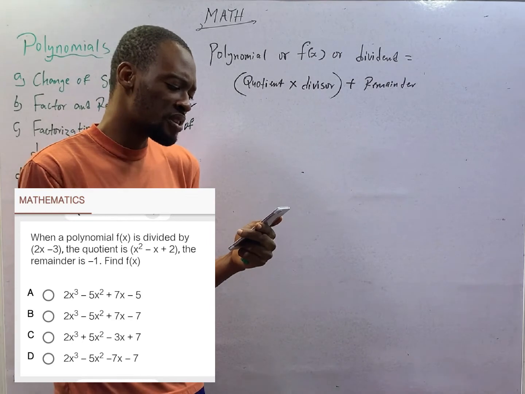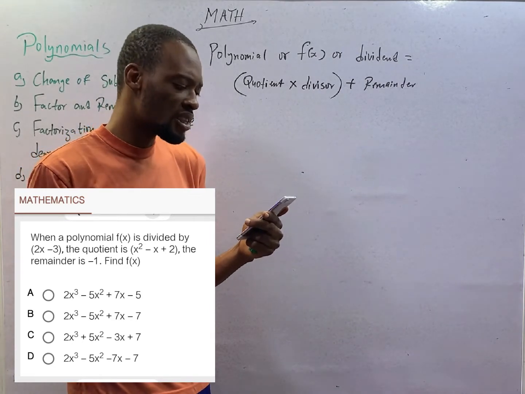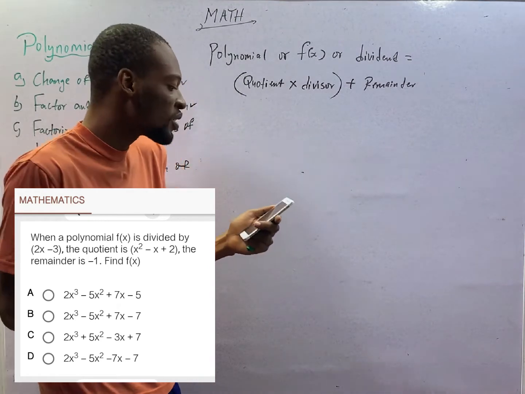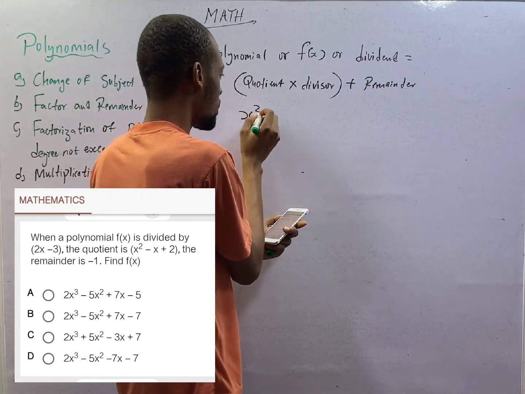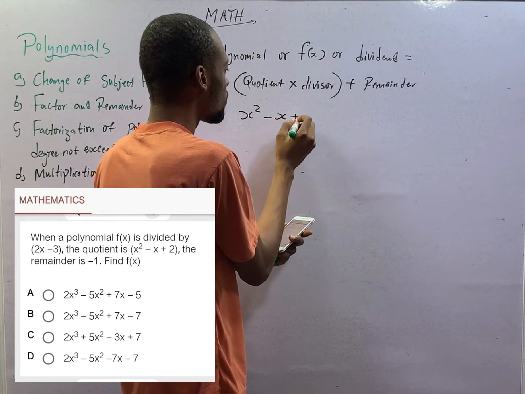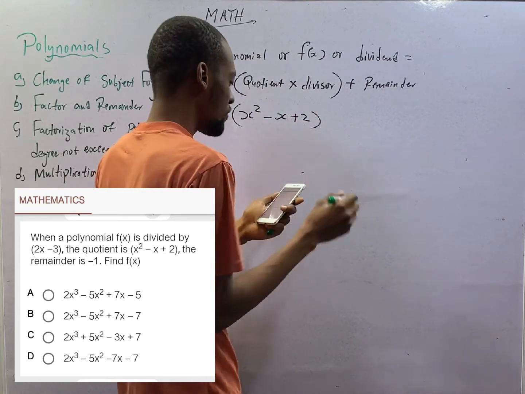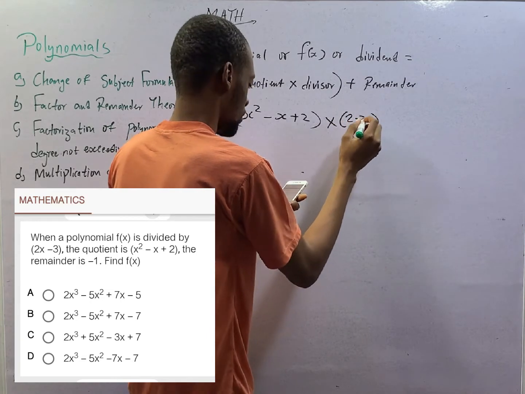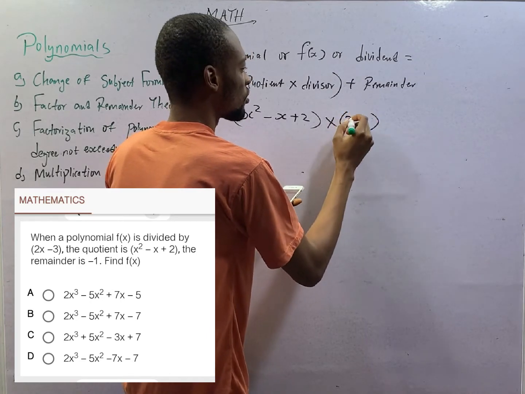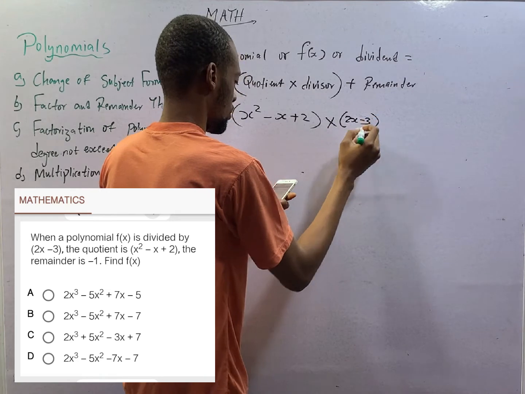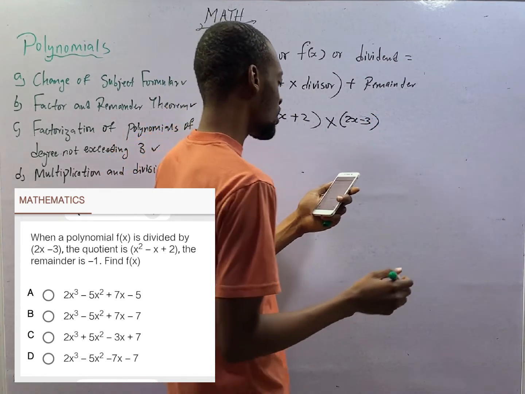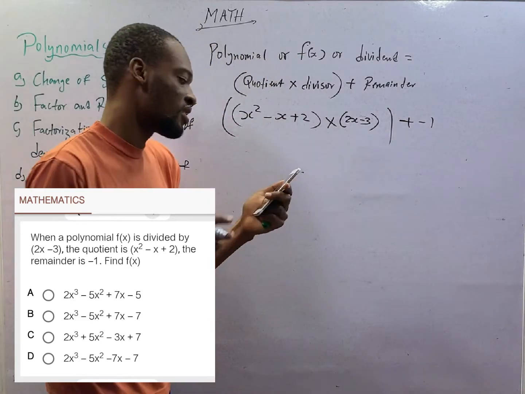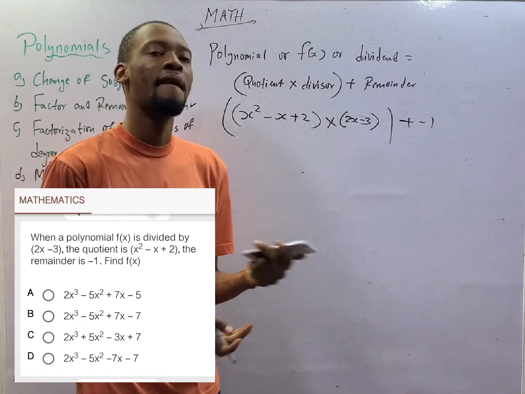Divided by 2s minus 3 means 2s minus 3 is the divisor. And the quotient is, they clearly told us the quotient, s squared minus s plus 2. Divisor is 2s minus 3. And the remainder is minus 1, plus minus 1. Ladies and gentlemen, this is basically your answer.